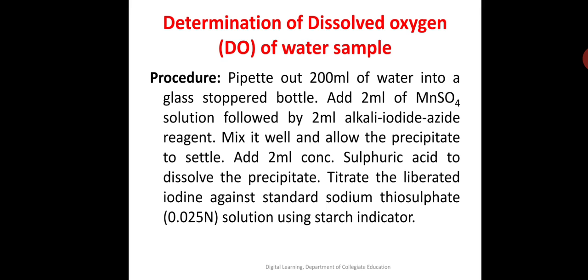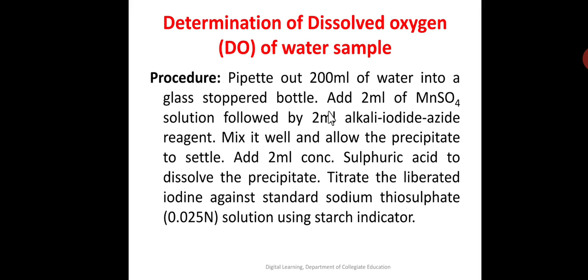The laboratory procedure: pipette out 200 ml of water in a glass stoppered bottle, add 2 ml of manganese sulfate solution followed by 2 ml of alkali iodide azide reagent. Mix it well and allow the precipitate to settle. Add 2 ml of concentrated sulfuric acid to dissolve the precipitate. Titrate the liberated iodine against standard sodium thiosulfate solution using starch as indicator.